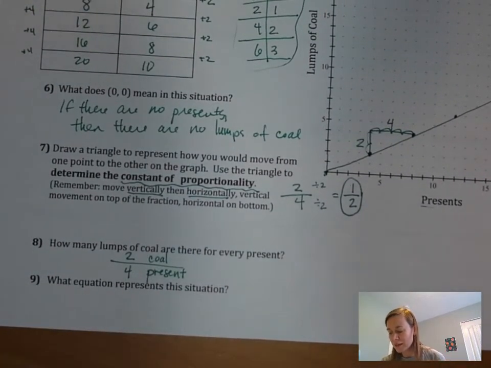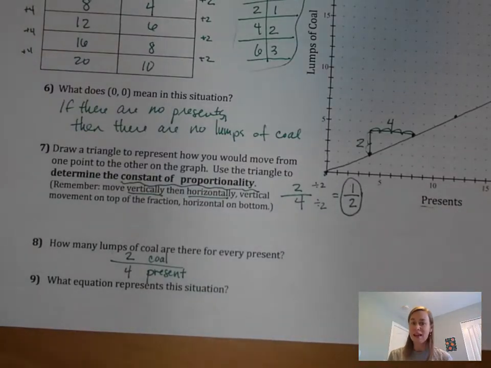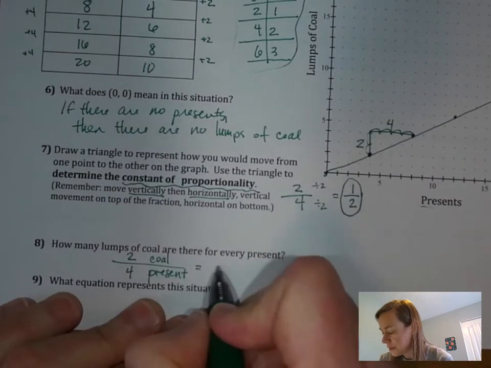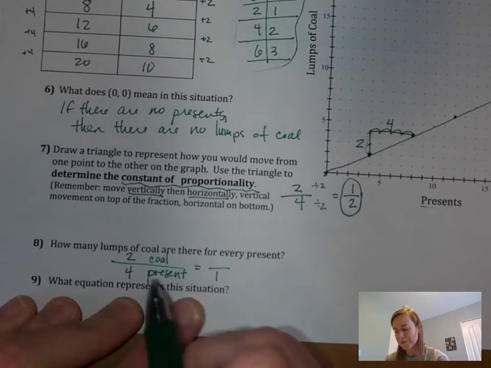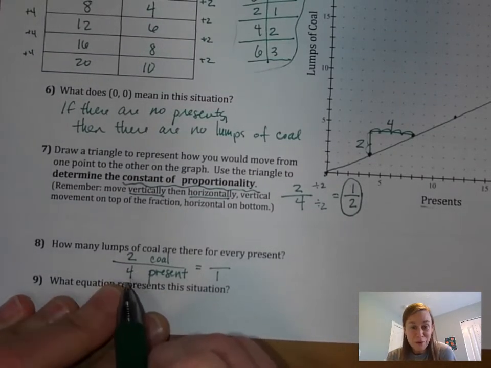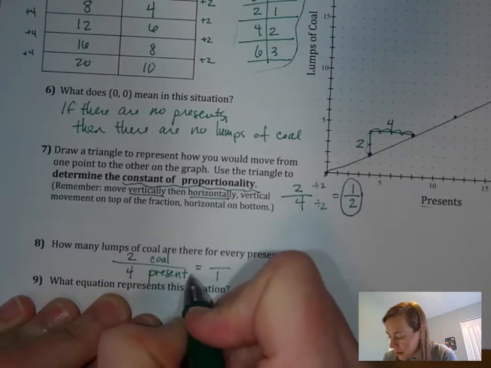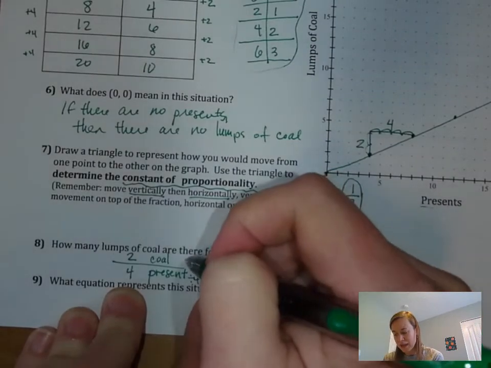Now we need to figure out how many lumps of coal there are for every present. So that bottom number, the presents, needs to turn into a 1, because when you're saying for every present, that's how many lumps of coal you will have for one present. So let's use our equivalent fractions to get that number to be 1. What did we multiply or divide 4 by? By itself, by 4. We did 4 divided by 4 to get to this 1. So we have to do the same thing to the top.